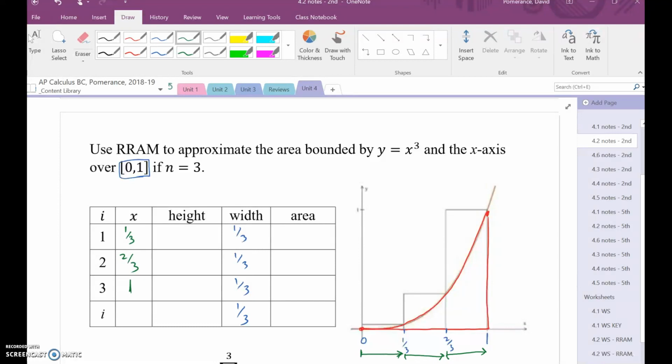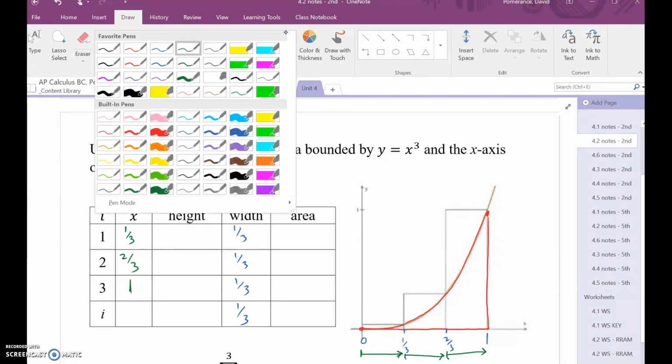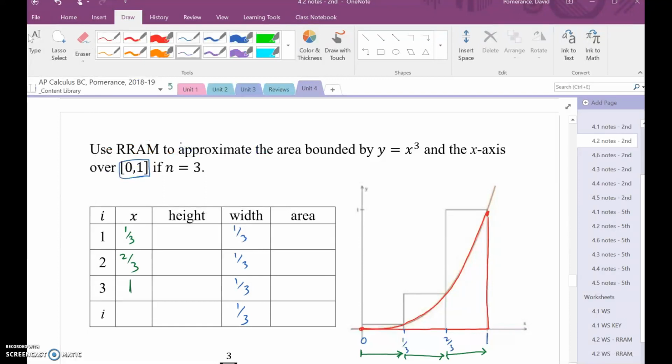The height changes for each of these rectangles because our function is changing. So we've got our height when x equals 1/3 is 1/27, 1/3 cubed. Our height, that's this value right here, 1/27. Our height when x equals 2/3 is 8/27. That's 2/3 cubed. That's this value right here. And then this last height is 1. That's this height right here.